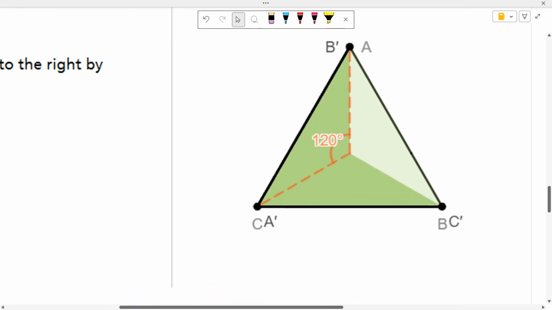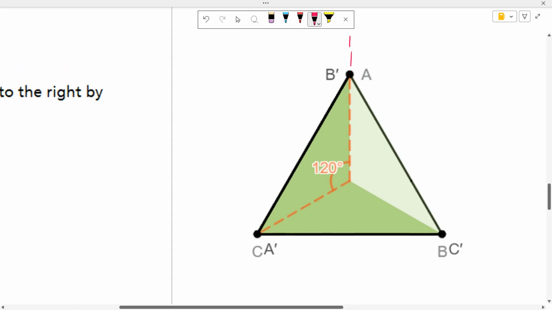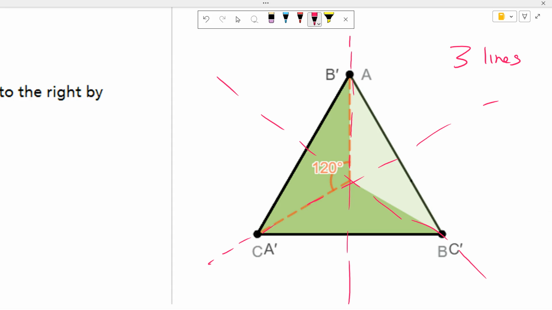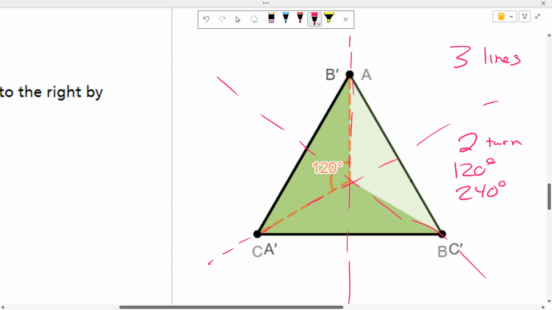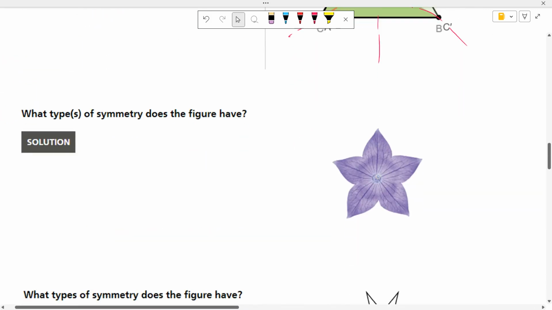This one. How many lines of symmetry do we have in a triangle? 3 sides. So there'd be one right there to fold it that way, one right here to fold it this way, and one right here to fold it this way. So there are 3 lines of symmetry. Now, this is a 120-degree turn. So how many 120-degree turns can you make until you hit 360? 2 of them. One turn is 120 degrees. The other turn is 240 degrees. Lines of symmetry, rotational symmetry.